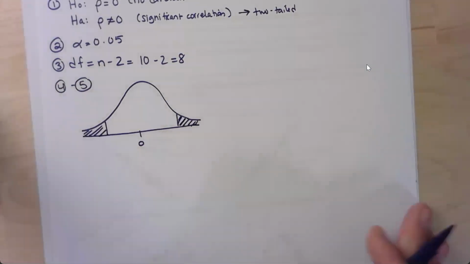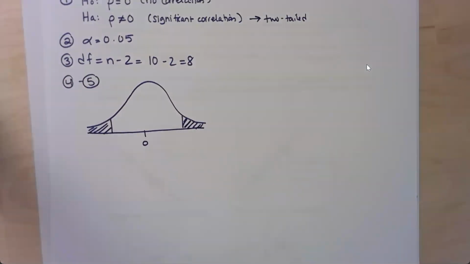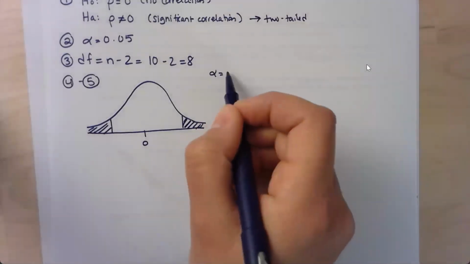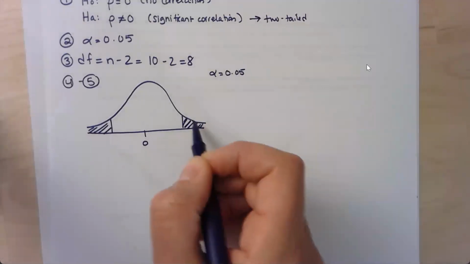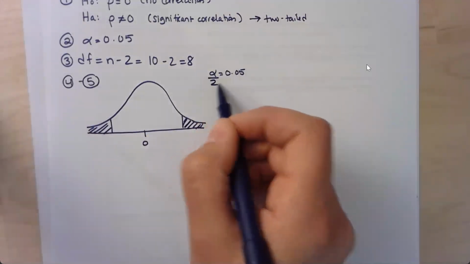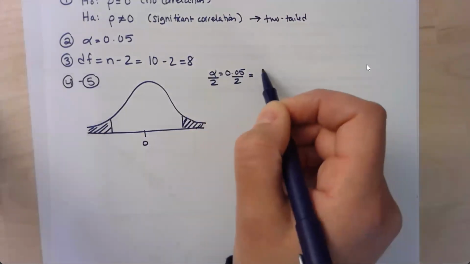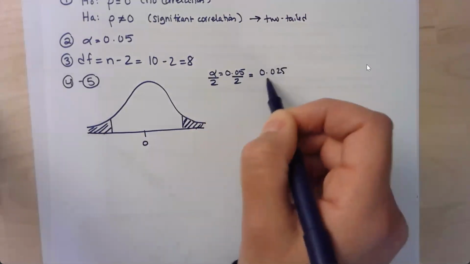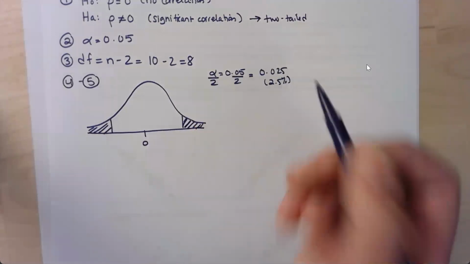And again, we're going to focus on the critical value technique here. I don't want to do too many different techniques for this section. And our alpha is 0.05. So because we have two tails, we're going to cut this alpha in half. So we're going to divide this by half. And so you're going to end up with 0.025 or 2.5% in each tail.